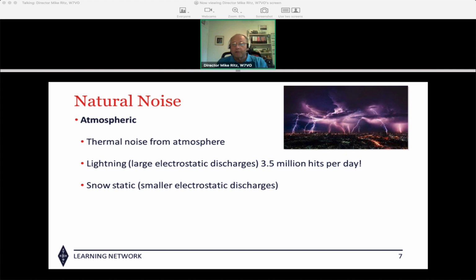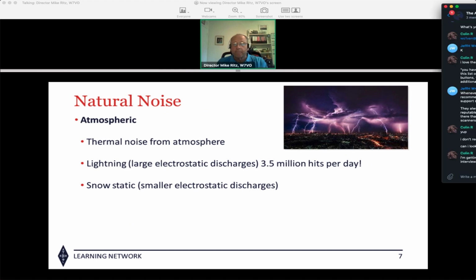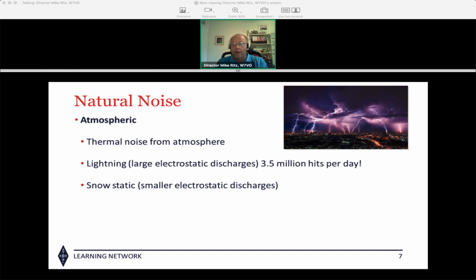One time I was in the middle of a contest a couple of years ago, and all of a sudden my noise level went from S2 up to 20 or 30 over 9. I couldn't figure out what the heck this sudden noise increase was. I looked outside and saw it was snowing. Sure enough, that was a great example of snow static. Some of you in the drier areas with snowstorms may have experienced this.